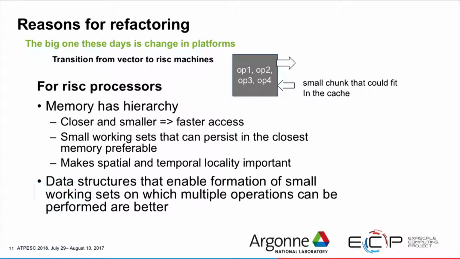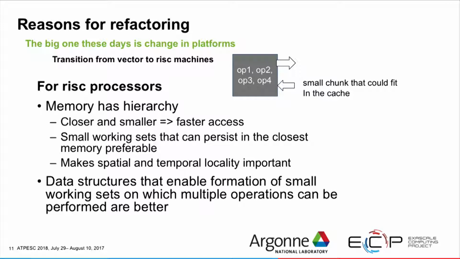Then in the RISC processors, what was more desirable was a small chunk that could fit in the cache, and all four operators ideally could be applied to that bit of data before you threw the data out of cache. Because the memory had hierarchy, and the closer the memory was, the faster access it had, but it was also smaller. And so the small working sets that could persist in closest memory were preferable, and that made the spatial and temporal locality important. So the data structures that enable formation of small working sets were better.